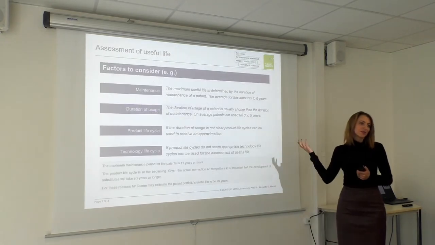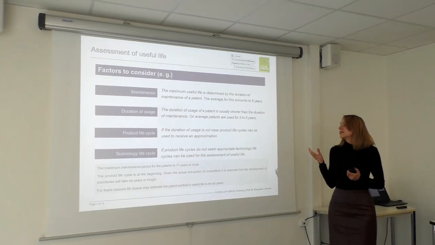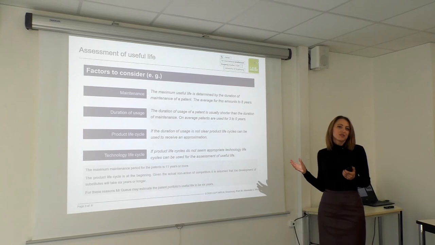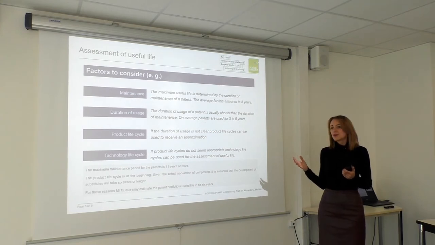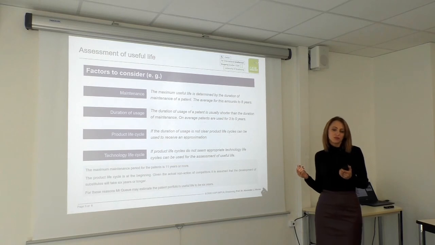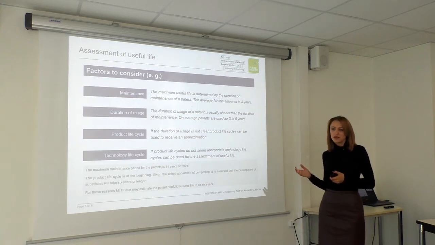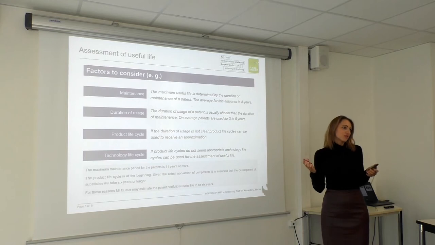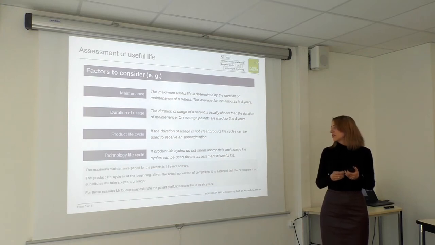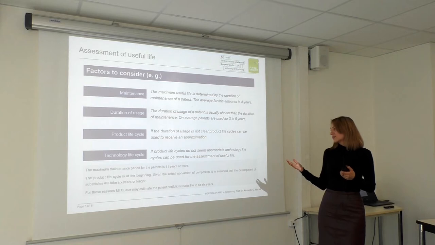One thing we need to determine in order to proceed with our calculation of a patent value is the useful life of the patent. Usually we start with a maximum useful life, which is determined by the maintenance. So as long as we can maintain the patent and pay the maintenance fees, that's the maximum for us. Then we go to the duration of usage of the patent, and usually it's less time, on average between 3 and 5 years for a patent. We can also look at the product life cycle if duration of usage is not very clear, and the product life cycle can estimate the useful life of the patent. And if the product life cycle is not clear either, we can look at the technology life cycle.